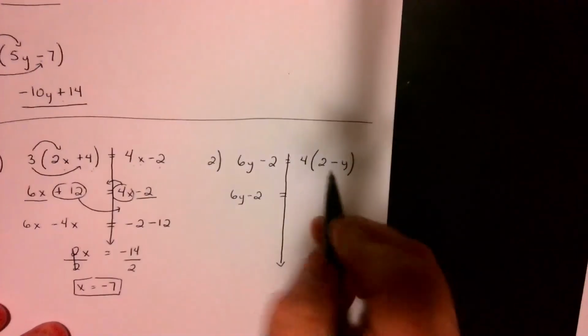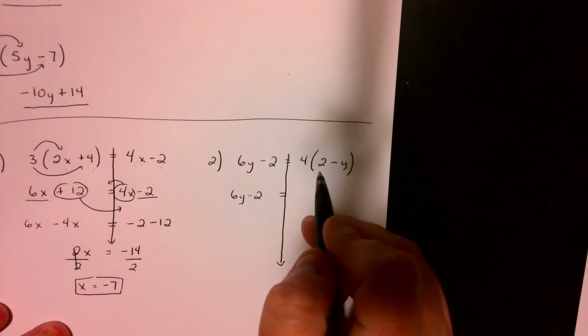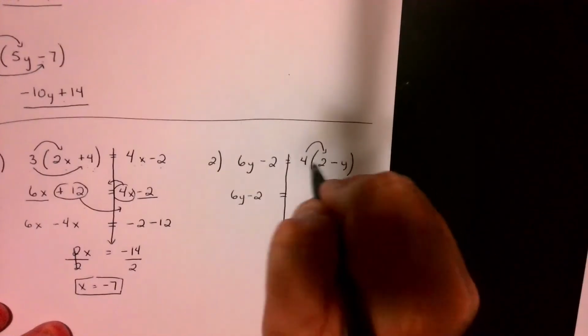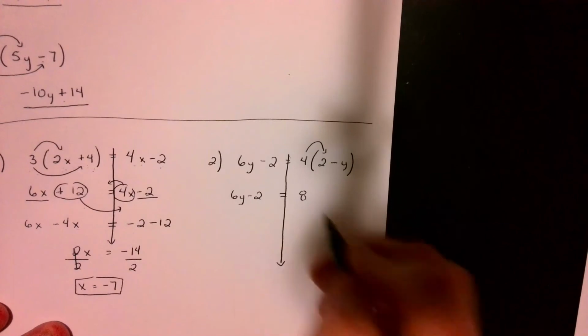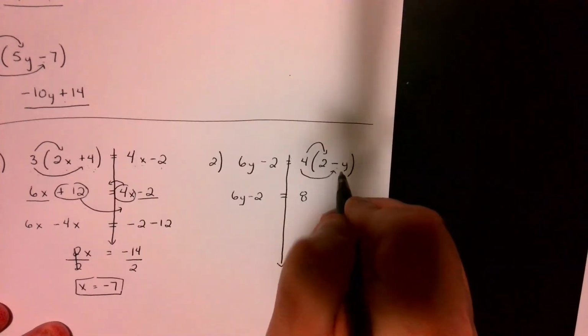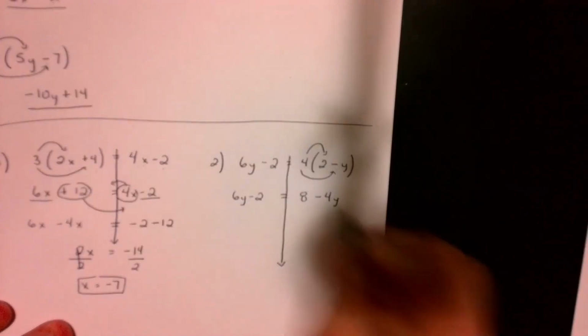I'm probably going to have to clean up this side, which I do. I can take this 4 and I can times it through. 4 times 2 is 8, and 4 times a negative y makes negative 4y.